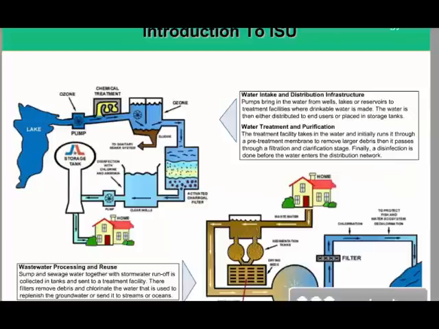This is the value chain of water and wastewater. As you can see in the upper left corner, this is the value chain of water. Water intake and distribution infrastructure are depicted here, and then the water is treated, purified, and supplied to the household. In the lower picture, you can see the wastewater processing and reuse.